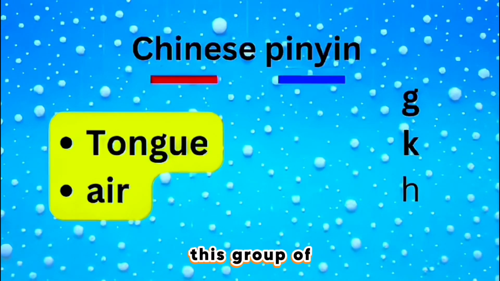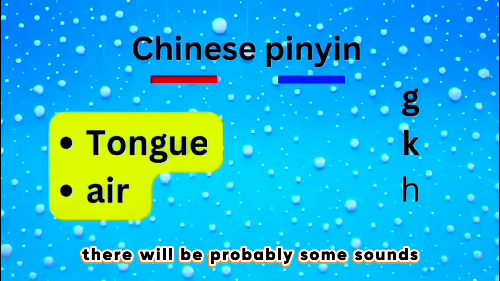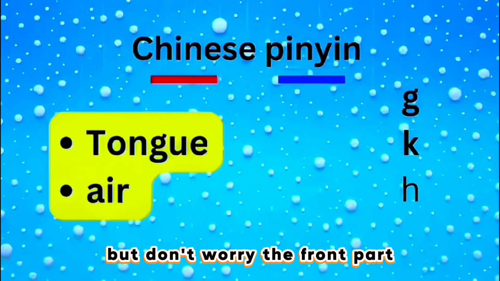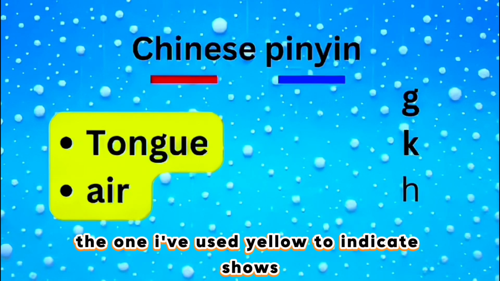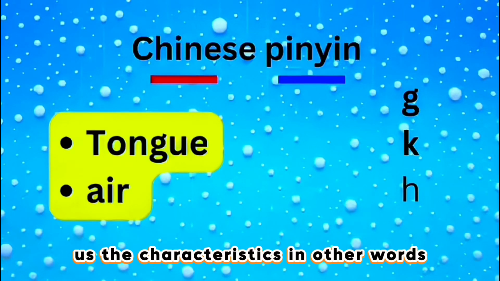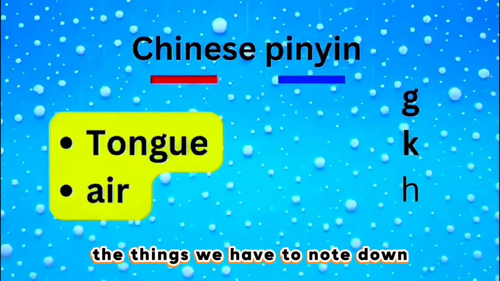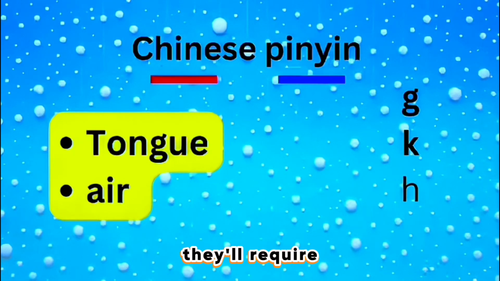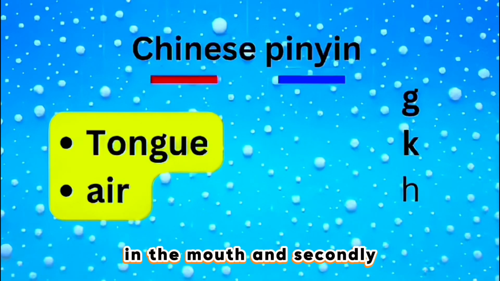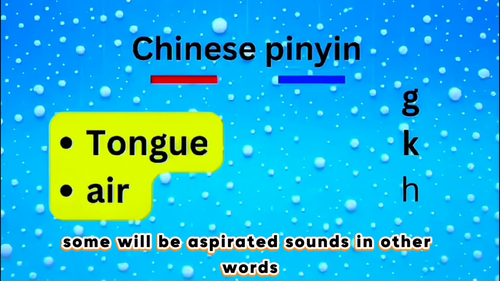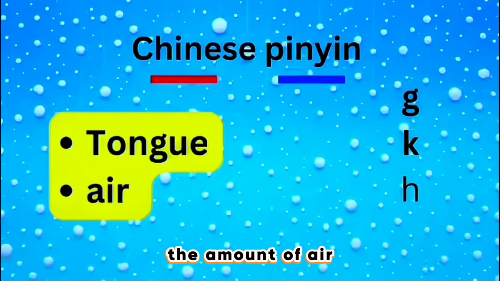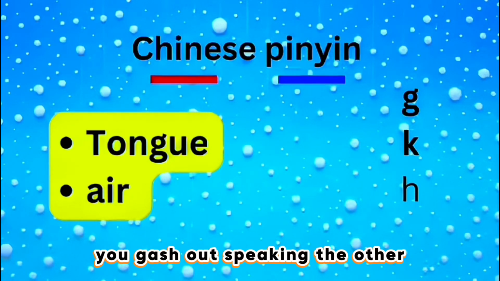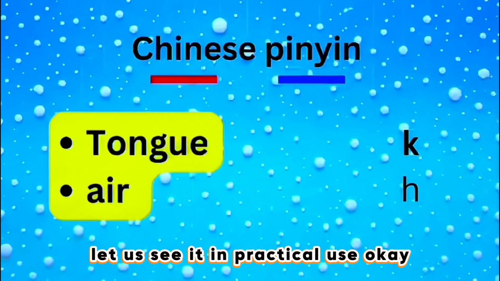Now, this group of g, k, h, there will be probably some sounds that some students may find a little tricky, but don't worry. The front part, the one I've used yellow to indicate, shows us the characteristics. In other words, the things we have to note down as we pronounce these sounds. Number one, they'll require us to have a specific position of the tongue in the mouth. And secondly, some will be aspirated sounds. In other words, the amount of air you gush out speaking some sounds is probably not the same you gush out speaking the other. Let us see it in practical use.